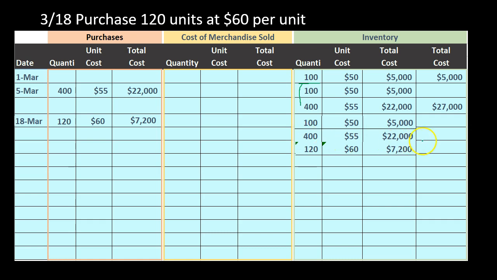So then we're going to add these up. We're going to say, okay, the 5,000 plus the 22,000 plus the 7,200, that gives us the 34,200. This is what should be on our financials. This is what should be on our trial balance.